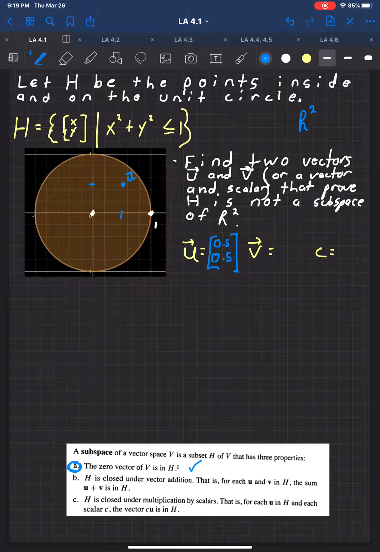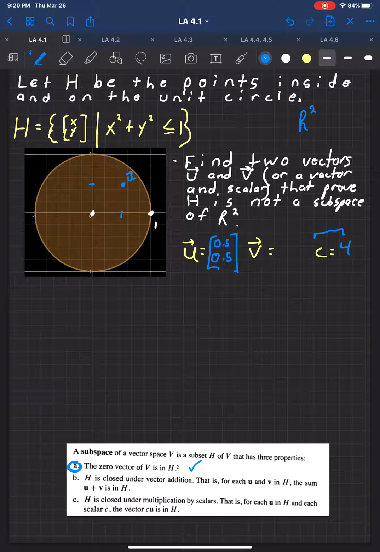Okay, so that is u. That vector u is when x is equal to 0.5 and when y is equal to 0.5. Now let me see if I can pick a scalar. The game is, we are allowed to choose any scalar we want, but we are trying to prove that this is not a subspace. So let's pick, I don't know, let's pick 4. So we have c is equal to 4, and vector u is equal to 0.5, 0.5.